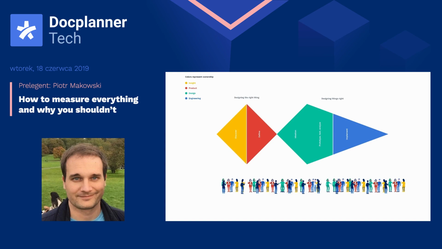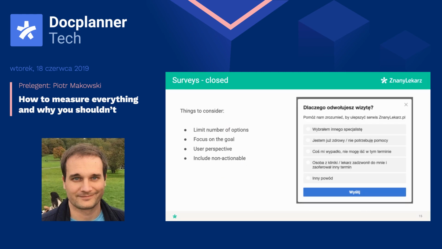For the next step, we can do a closed survey, and then we will have the results grouped by the source. Here are also a couple of things that we should think about. Obviously, limit the number of options. We don't want 20 options. But we still need to focus on the user goal and the user perspective. So for example, here is one option.